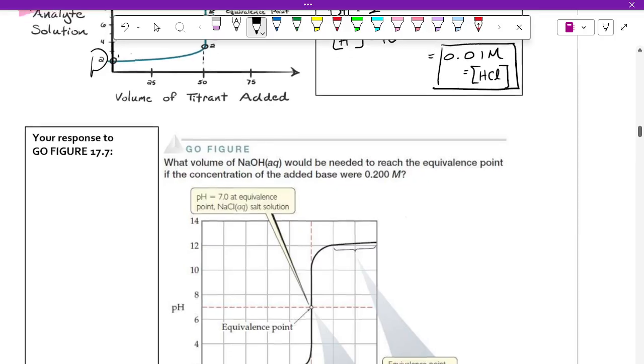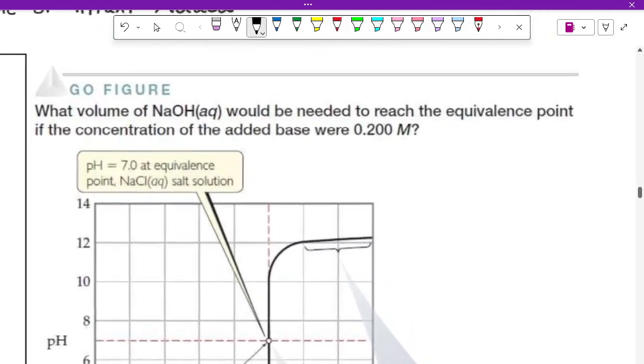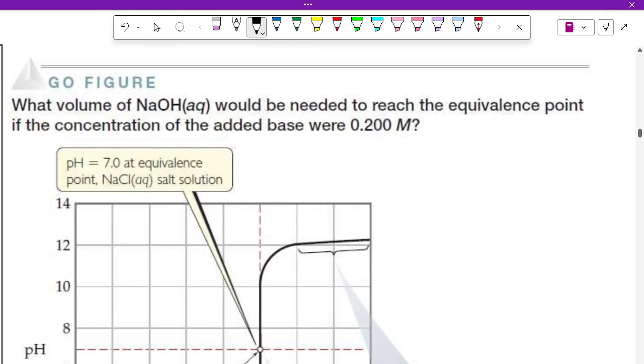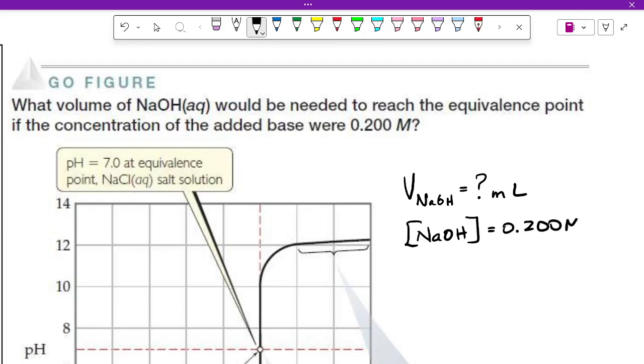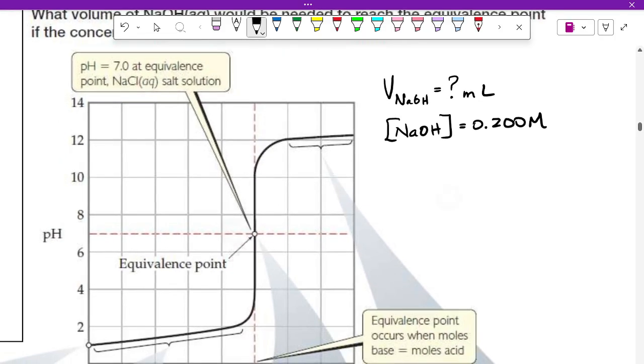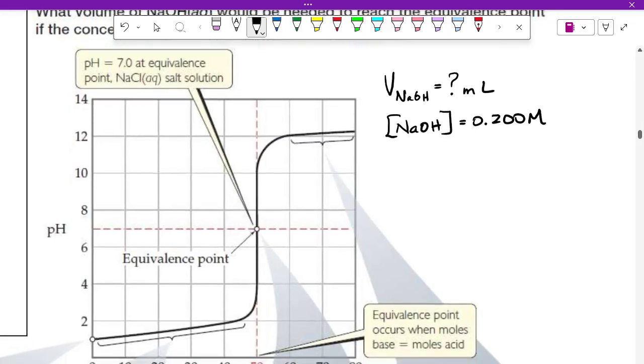All right, here's another go figure question. What volume of NaOH would be needed to reach the equivalence point if the concentration of the added base were 0.200 molar? So the concentration of the added base, that's our NaOH, equals 0.200 molar. And we're given some other information here down at the bottom.